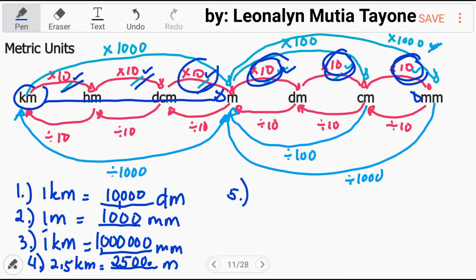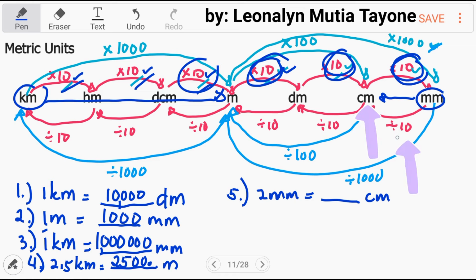Number 5 example. 2 millimeters ay ilan yung centimeter niya? Equivalent na centimeter. Millimeter to centimeter divided by 10. So 2 divided by 10, and that is equals to 0.2. So isulat natin si 0.2.